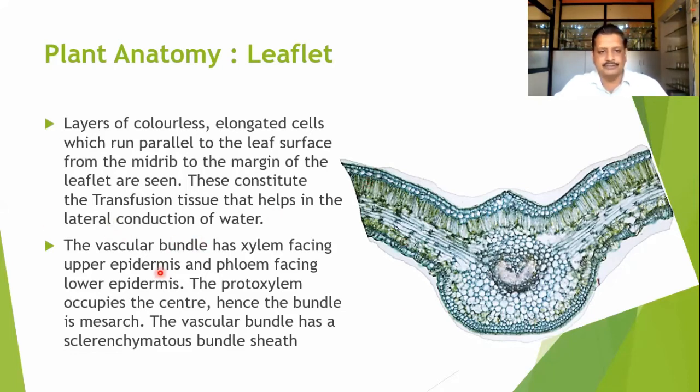The vascular bundles have xylem facing the upper epidermis. Here you can observe the xylem portion facing the upper epidermis, and the protoxylem occupies the center. At the center, these are the protoxylem elements, and hence the bundle is the mesarch type of vascular bundle. Here you can observe the mesarch type of vascular bundle with a sclerenchymatous bundle sheath. So this is the peculiarity of this particular leaflet of Cycas.